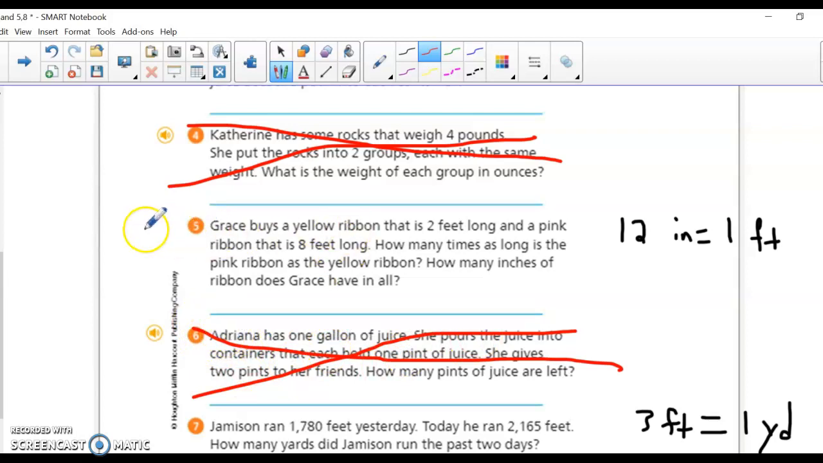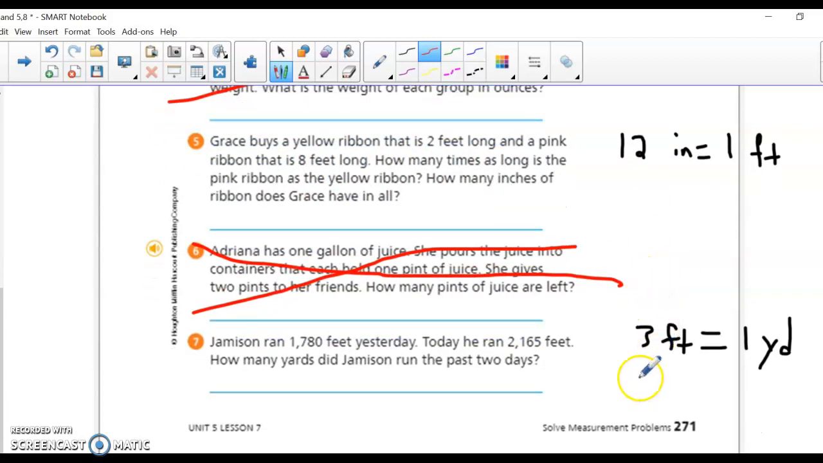In order to do number 5, what you need to do is remember that 12 inches is the same as 1 foot. So you're going to be doing some converting at the end. It wants to know how many inches of ribbon Grace has in all, and it gives them to you in feet. So when you come up with how many feet are left, you then have to convert it to inches. You'll do the same thing with number 7, but it says how many yards did Jameson run in the past 2 days. You're trying to go from feet into yards, and remember that every time you have 3 feet, that's 1 yard. So think of that conversion as well.